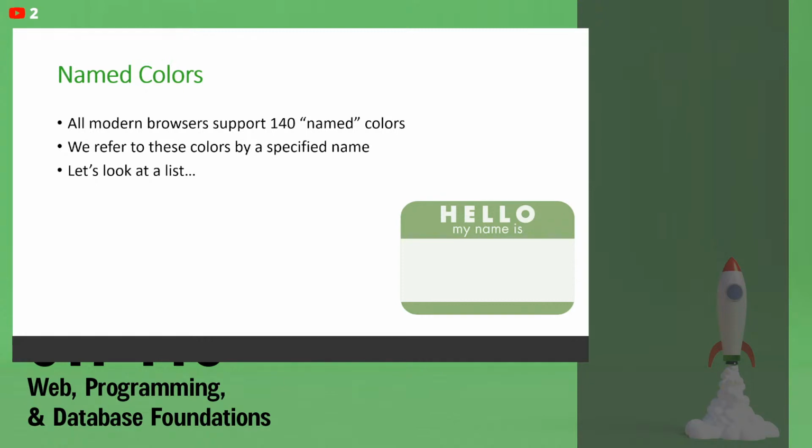And so all modern browsers support 140 named colors. And these are colors that have a special specified name. Right? And you can almost think about them as like a box of crayons. Right? If you go to Walmart or the office supply store and you get the nice big box of crayons, it has a bunch of different colors in it. Maybe roughly 140. If you look on the wrapper of all of those crayons, there's a name that's specified there for all of those crayons.